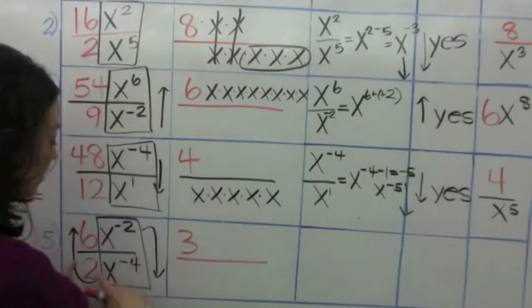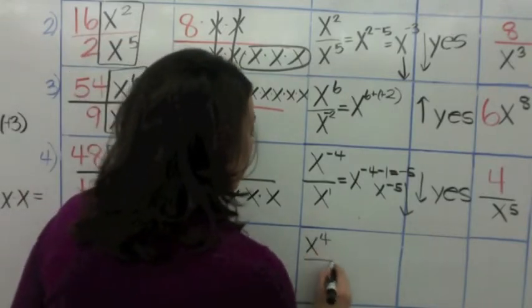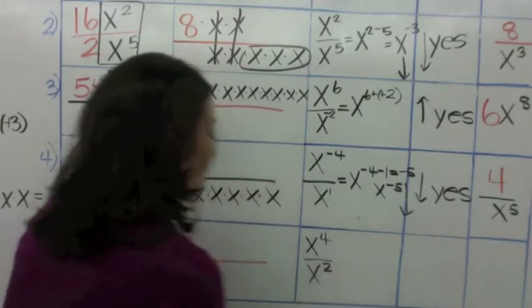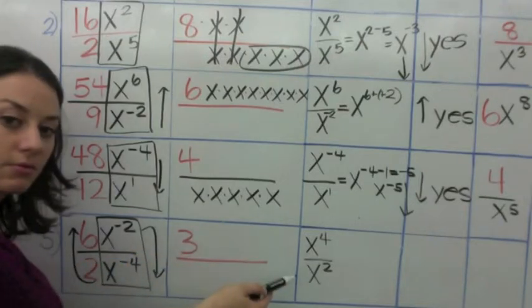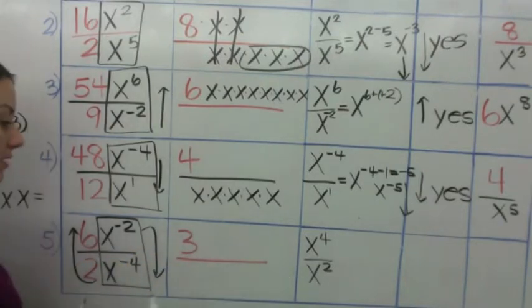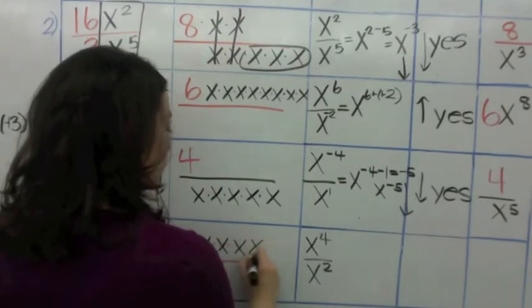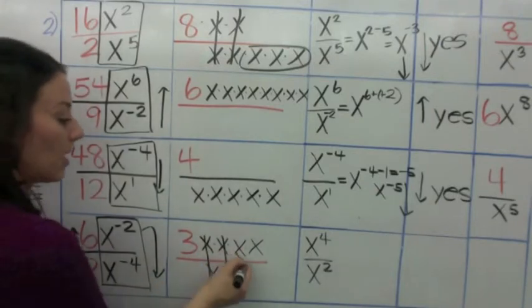When the bottom becomes the top, you're going to write x to the power of 4. When the top becomes the bottom, you're going to write x to the power of 2. You see what I did? I switched these, I flipped them, and I made them positive. Okay, I flipped them and I made them positive. So now I can expand x times x times x times x at the top and 2 x's at the bottom, and I'm going to cross out 2, and I'm left with 2.